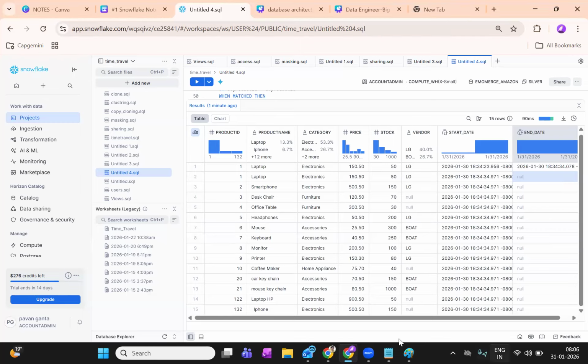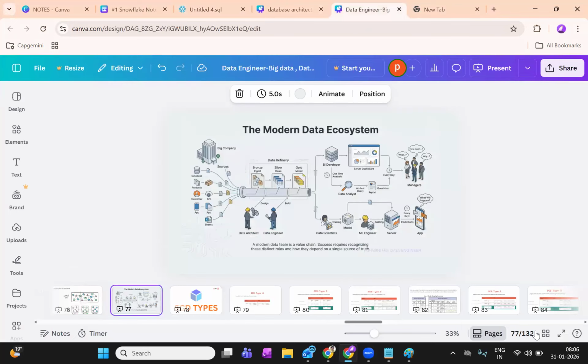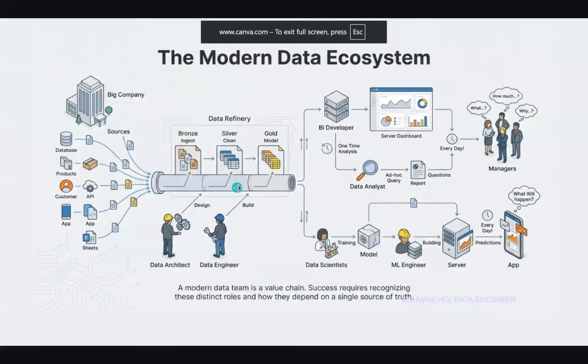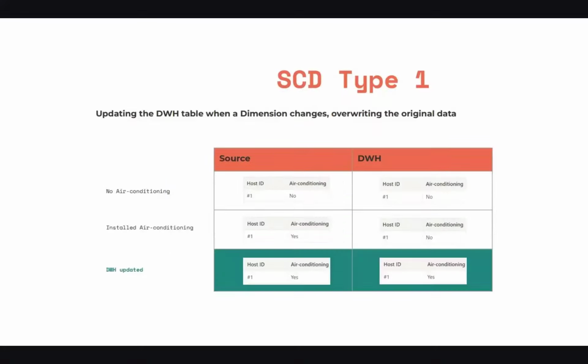Okay, we'll end the class here. Tomorrow we'll discuss types 3 and 4. See, whenever we are storing the data in the silver layer, we need to maintain the historical records. To maintain the history, we have a few types. One is type 0, which means we will not update that column while writing the script in SQL, Python or PySpark. If it is type 1, we will not maintain any history. We will update the record.